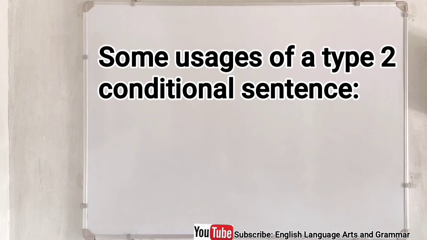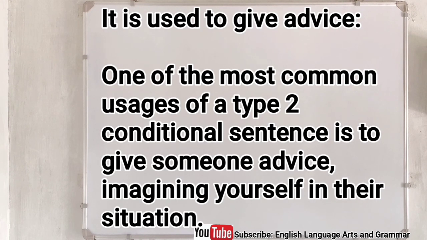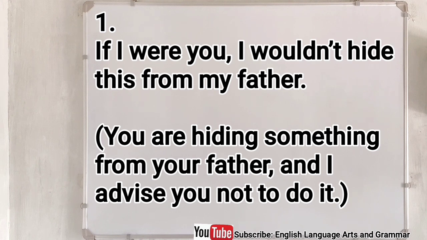Some more additional usages of type 2 conditional sentence. It is used to give advice. One of the most common usages of type 2 conditional sentence is to give someone advice. Imagine yourself in their situation. Example 1. If I were you, I wouldn't hide this from my father.